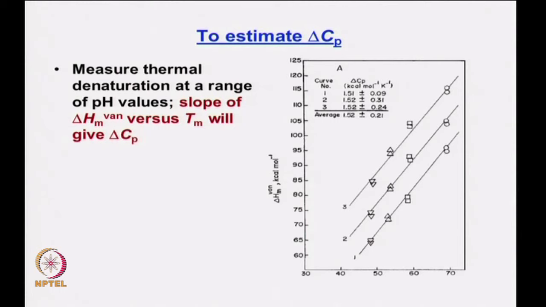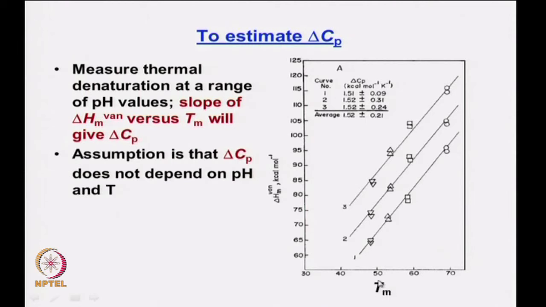Now, what will happen is when you do these thermal denaturation transitions at different pH values, you will get a different Tm value for every pH, right, because Tm is dependent upon the protein stability. Then you can plot your delta H from your Van 't Hoff analysis versus Tm, and remember this is the slope.